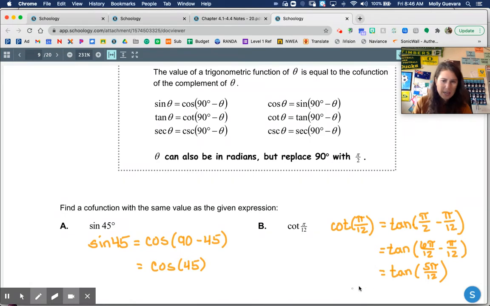So the cotangent of pi over 12 is equal to the tangent of 5 pi over 12. So whatever the cotangent is of pi over 12 is the same thing as the tangent of 5 pi over 12. So we just have those cofunctions.